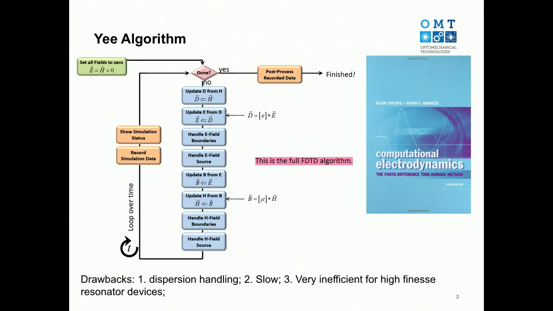The last problem is that it's very inefficient for high finesse resonator devices. Let's say you have a micro resonator device with a finesse of 1,000. A finesse of 1,000 means that the light propagates inside the resonator 1,000 times until it goes out. So if you want to simulate your structure correctly and know the resonance, your simulation time should be longer than the trap time of your light. You launch your light and you have to wait until your light comes out from the resonator. Therefore, your simulation time is proportional to the finesse. So if you want to simulate a very high finesse resonator and see the resonance by injecting a broadband source, it can be very inefficient, and it takes you really long time.